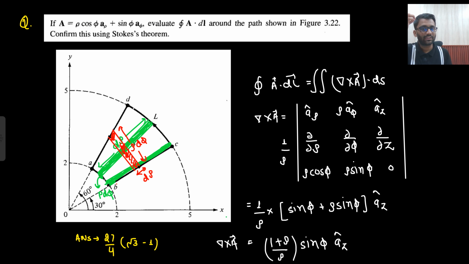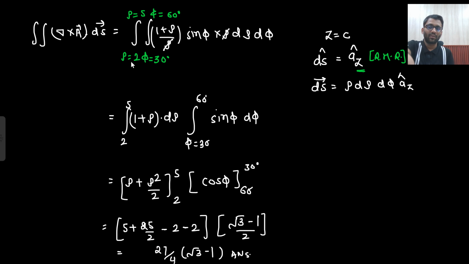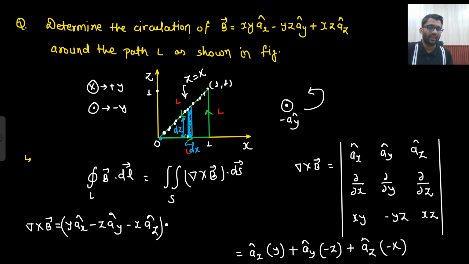In the previous example, what was the scene? If I was saying that my phi is changing from 30 to 60 degrees, then my rho was changing from 2 to 5, always 2 to 5. That's why I wrote constants there, 2 to 5. But here this is not the case. If x is changing from 0 to 1, then z is changing from 0 to some value that is equal to x, 0 to x. Okay. We will take the strip in the other direction as well, so it will be more clear then.